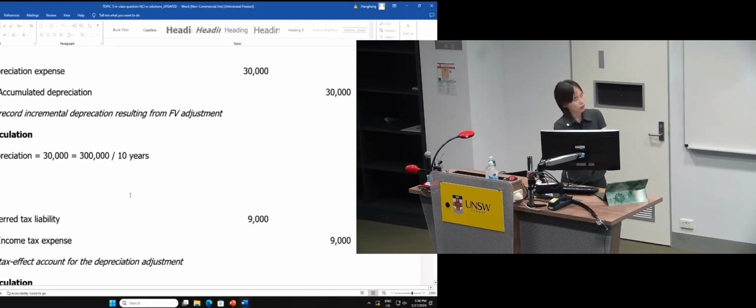So you can see the DTL balance is now reversed. 30% of 30,000, so DTL is reversed by 9,000, and the income tax expense decreased because depreciation expense increased, resulting in a decrease of the current year group profit. And these profits are contributed by the subsidiary. The profit decreases, and income tax expense decreases.